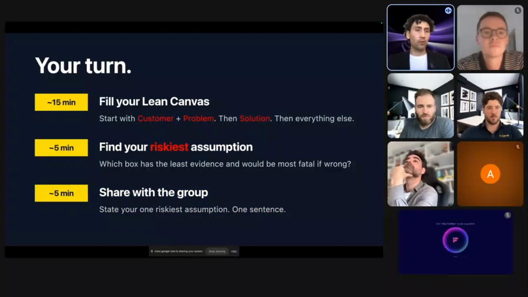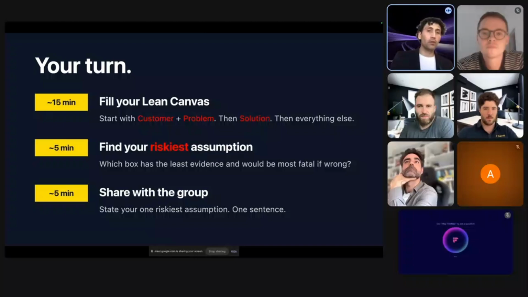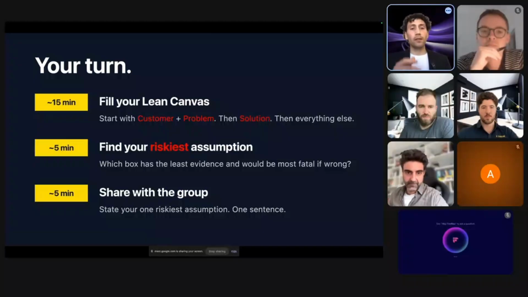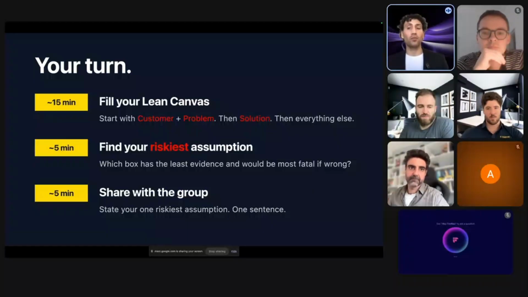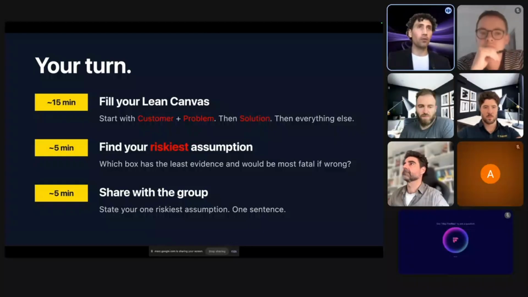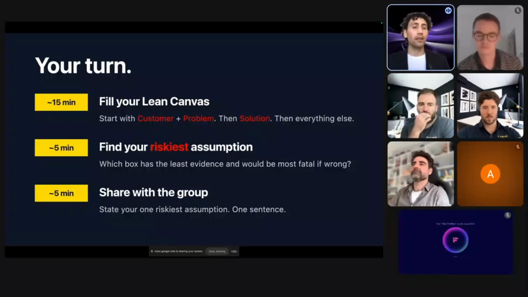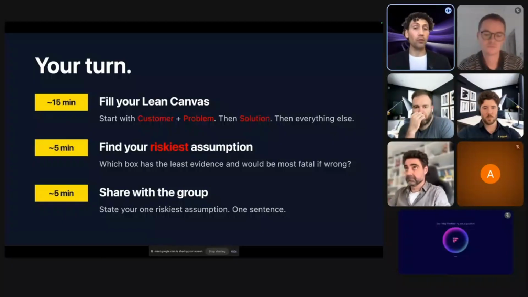So the initial idea was to give you 15 minutes. You fill out the canvas. If you have done it already, perfect, so we can skip it or keep it to 3-5 minutes to finish it. Then find the risk assumption, which means what's the box that you think is the most relevant for the business to stay alive. So if one of them falls, everything falls. Or maybe two, but let's say what are the riskiest ones. And then you have some time to share with the group.